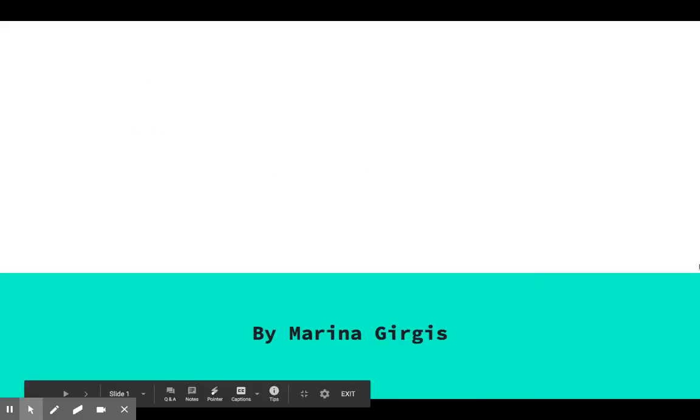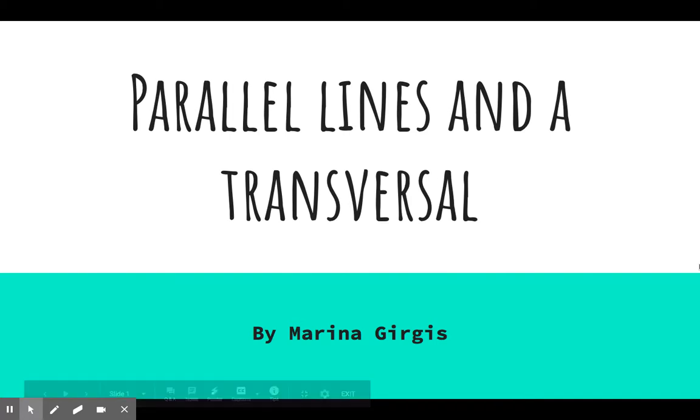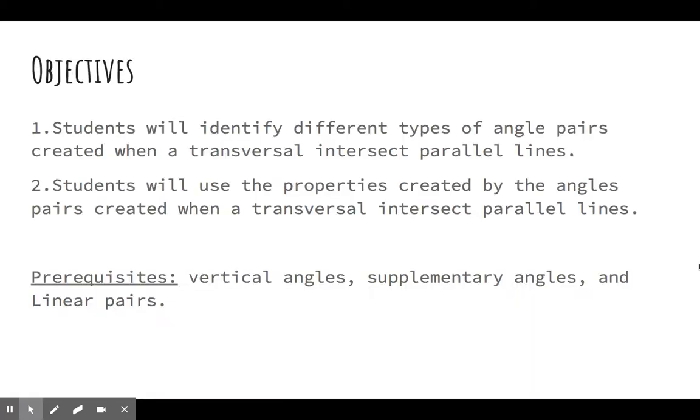Hello everyone. Today we'll be talking about parallel lines and the transversal. So we will be identifying different types of angle pairs created when a transversal intersects parallel lines. So we'll be looking at different types of angles and their relationship to the lines. We'll be using the properties created by those angles and see how we can solve problems by using these properties.